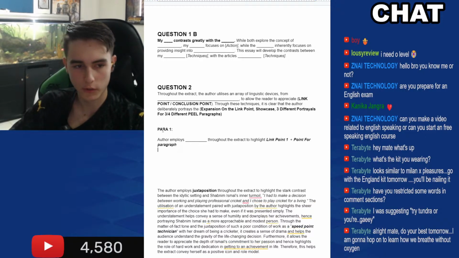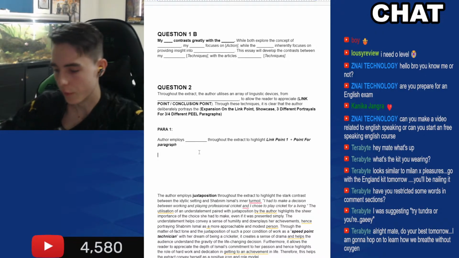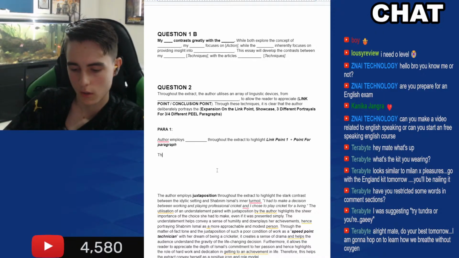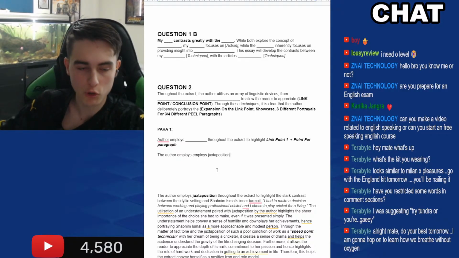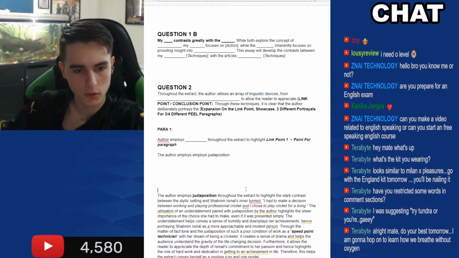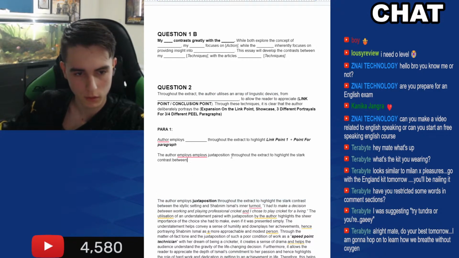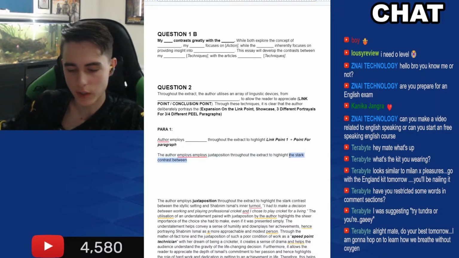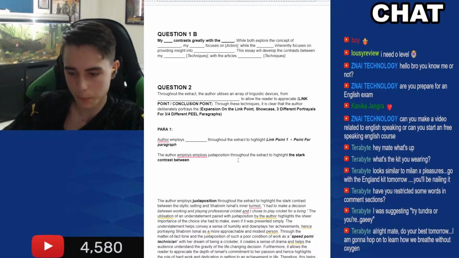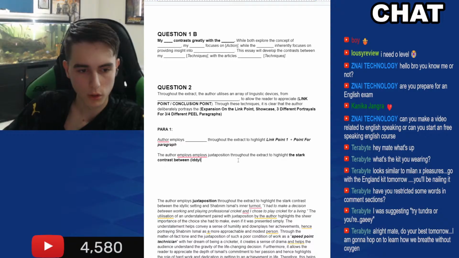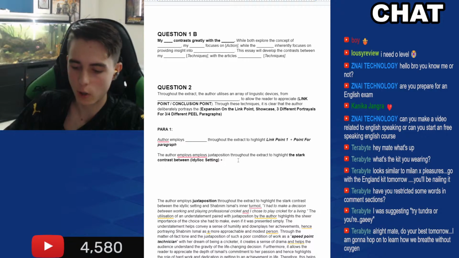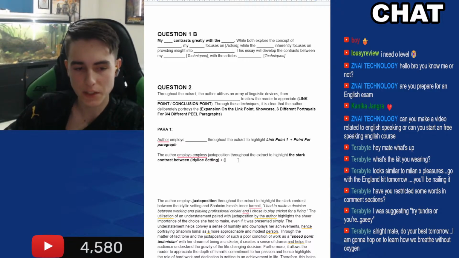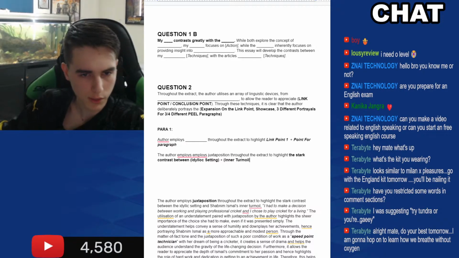Now this might be slightly complicated to understand. So if we use the example of this question 2 that I've been doing, the author employs juxtaposition, which was in the original introduction, and utilizes throughout the extract to highlight the stark contrast between, then this is our link point 1, so that is the idyllic setting, and we actually had this in the introduction before, plus our body paragraph's point, which is unique to this body paragraph, the inner turmoil. I think this was the right way around as well.